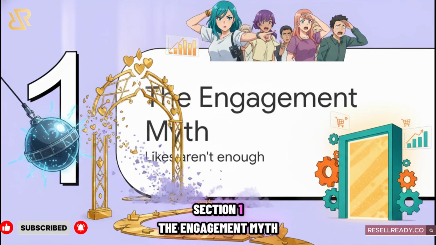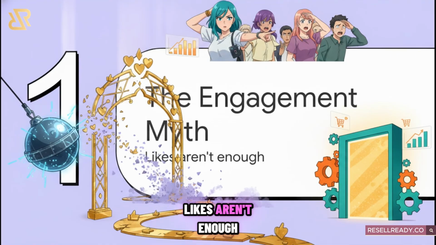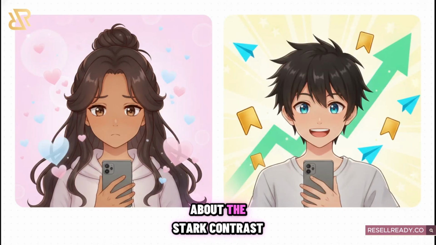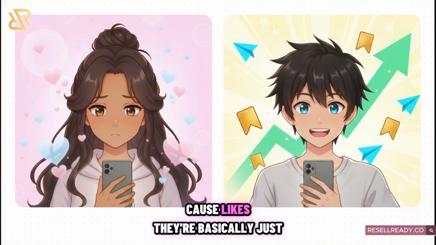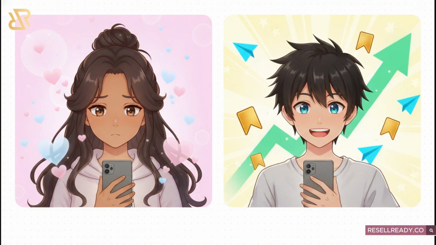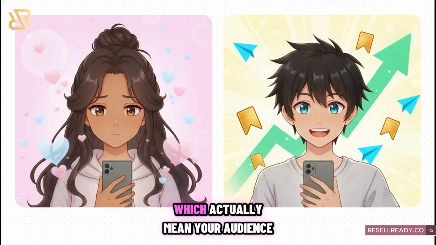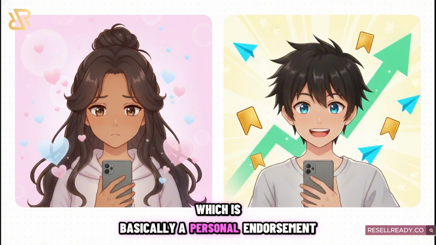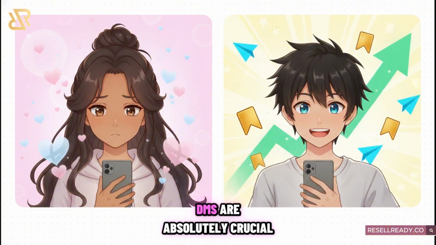All right, Section 1, the engagement myth. Likes aren't enough. We really need to talk about the stark contrast between what we think we want and what actually moves the needle for a business. Honestly, on Instagram, a post can rack up hundreds of likes and still do absolutely nothing for your bottom line. Because likes, they're basically just vanity metrics. Real, hard conversion metrics are saves, which actually mean your audience found it so valuable they want to return to it, shares, which is basically a personal endorsement, and DMs. DMs are absolutely crucial because they are so often that critical very first step to an actual sale.